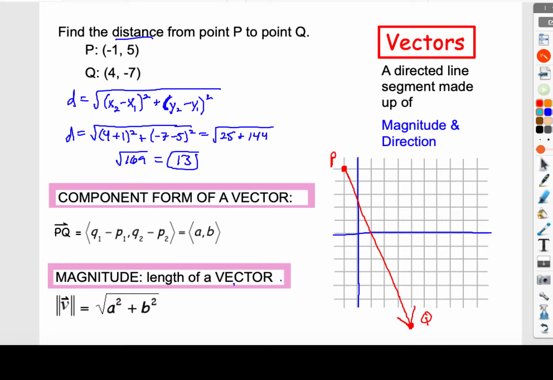And I'm going to attach an arrow on this end. It's not longer than that; that's not why I'm drawing the arrow. The arrow is representing the direction. Sometimes you'll even see people draw the arrow in the middle of the line, just to remind us we went from P to Q. We traveled in that direction.